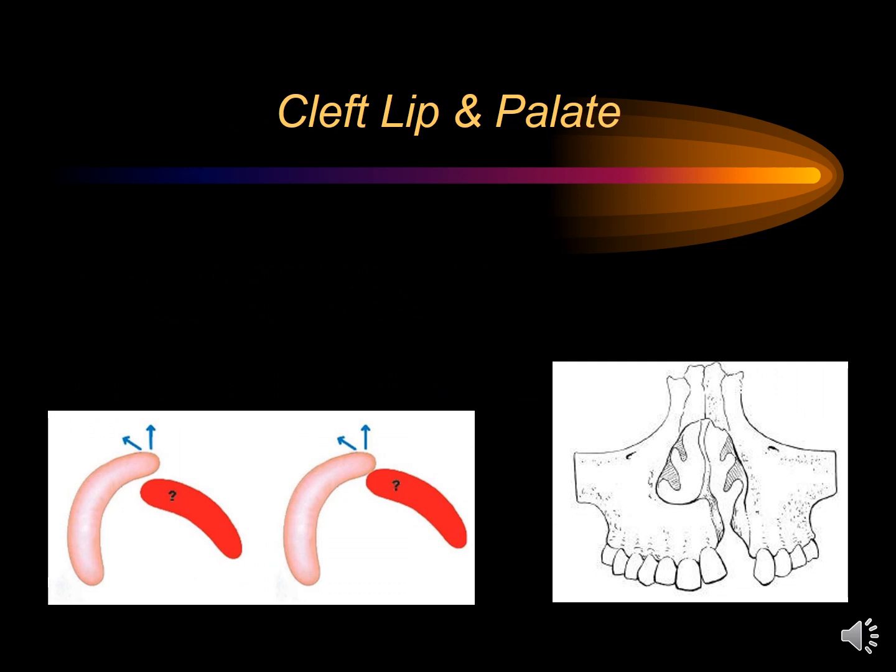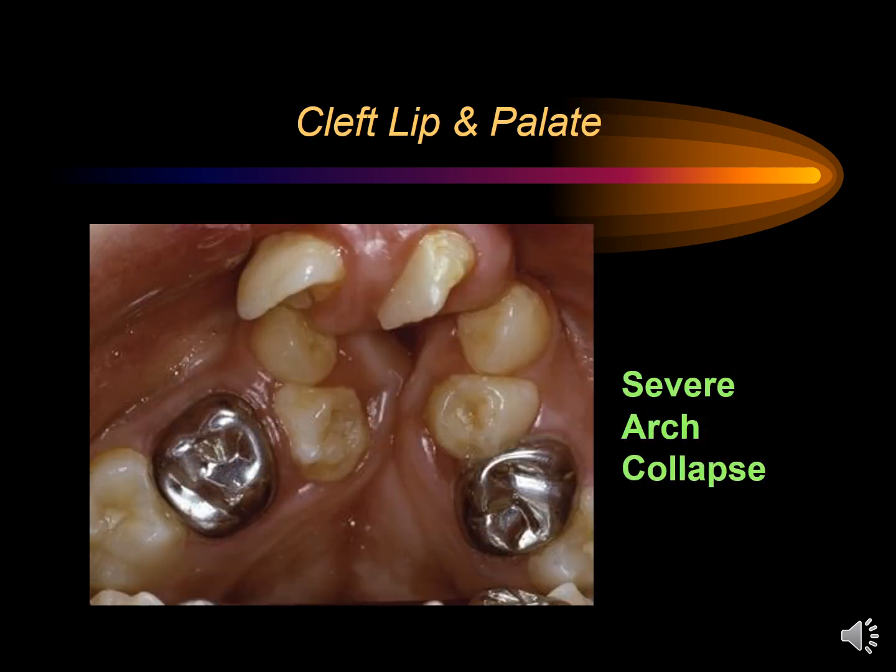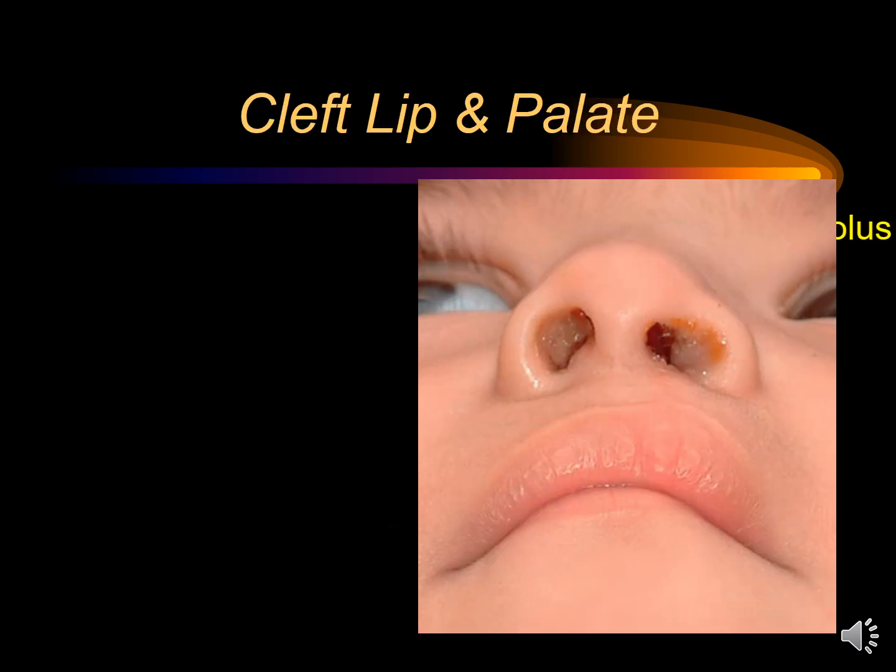A little bit of info on cleft lip and palate. In cleft lip and cleft alveolus, we get what is known as arch collapse, and there's a lack of bone for eruption of the cleft side canine. This picture shows an example of a severe arch collapse in a bilateral cleft lip and palate patient.